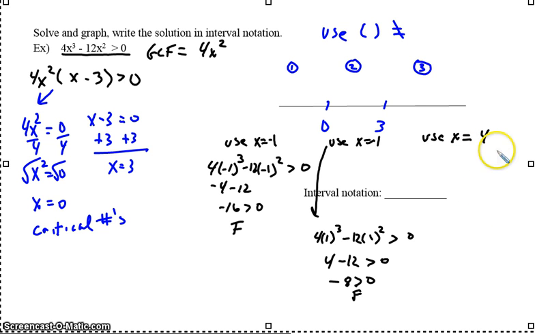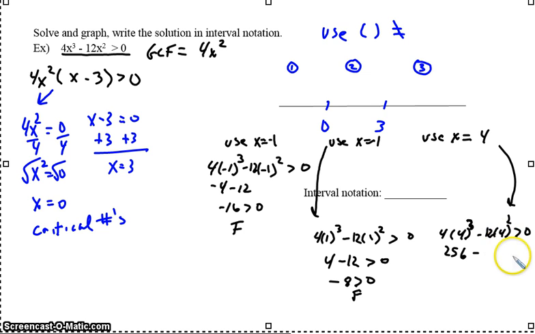And then finally, using an x equal to 4, again I'll do that down here so I'm not writing on the answer blank. So this is going to be 4 times 4 cubed minus 12 times 4 squared. I want to know if that's going to be greater than 0. So this is going to give me 256 minus 192, and that gives me 64, and I know that 64 is greater than 0, so that's true. So I'm going to shade that region and draw my arrowhead here.